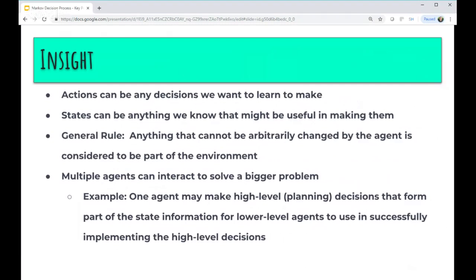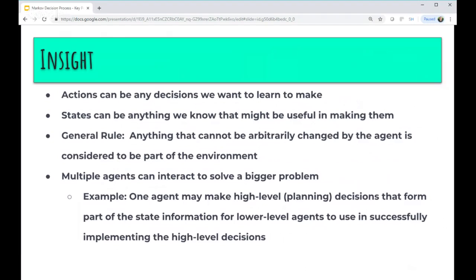So a general rule here: anything that can't be arbitrarily changed by the agent is considered to be part of the environment. The only thing that the agent can do is specify an action, and the rest is left up to the environment to evaluate that action, determine what the consequence of that action is, to determine what the next state is, to determine what the reward is. All those things are part of the environment.